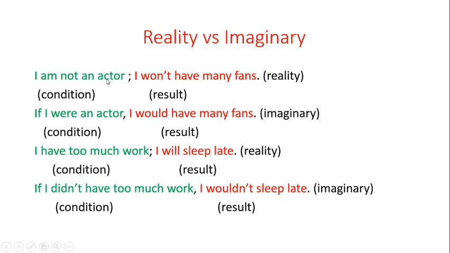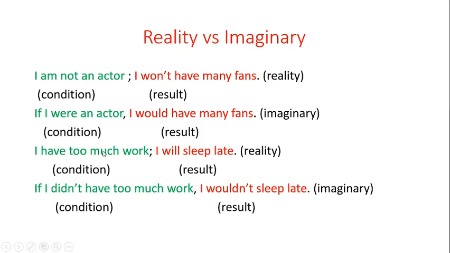If I say, I am not an actor, I won't have many fans. So this is the reality, this is what I can say now about the present. But I want to use my imagination and think, if I were an actor, I am not, but if I were, I would have many fans. So using my imagination, I create a second conditional thinking about something that is imaginary that is opposite to the reality.